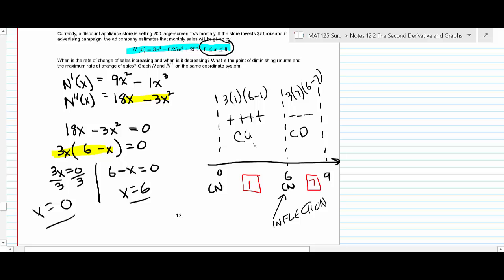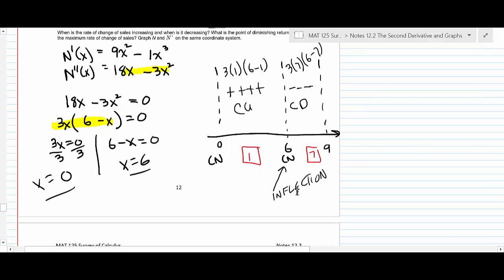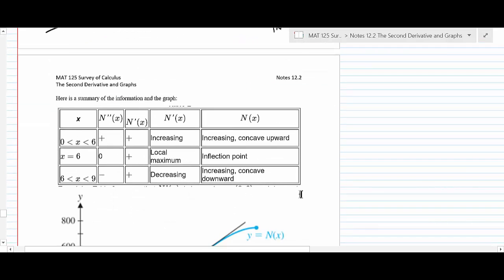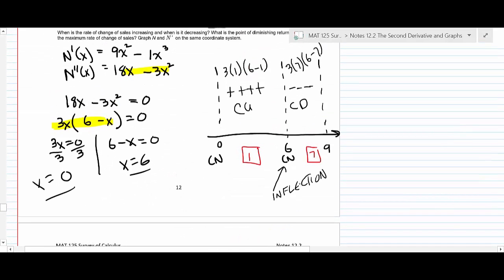So what's happening is this right here is an inflection point, and in the context of this problem, what it's saying is it's a point of diminishing returns, because the rate at which that number is increasing changes at that particular point, okay? So you would have a point of diminishing returns at 6. That's a pretty easy one to analyze with the function. That's a pretty easy derivative, okay?